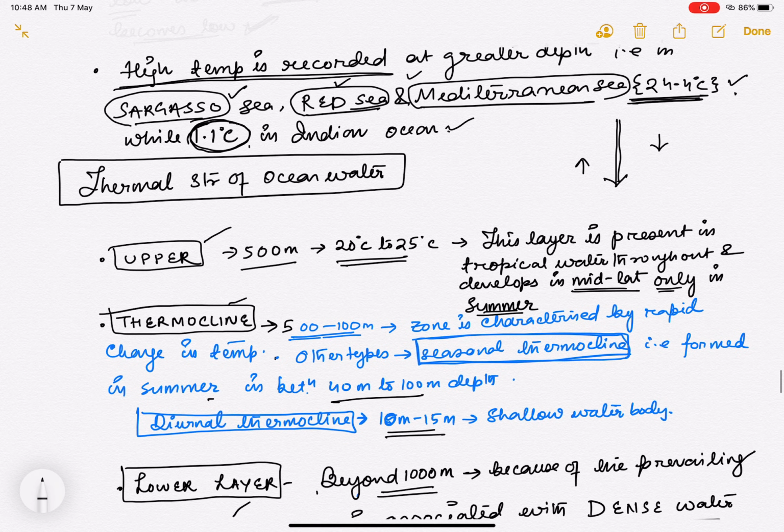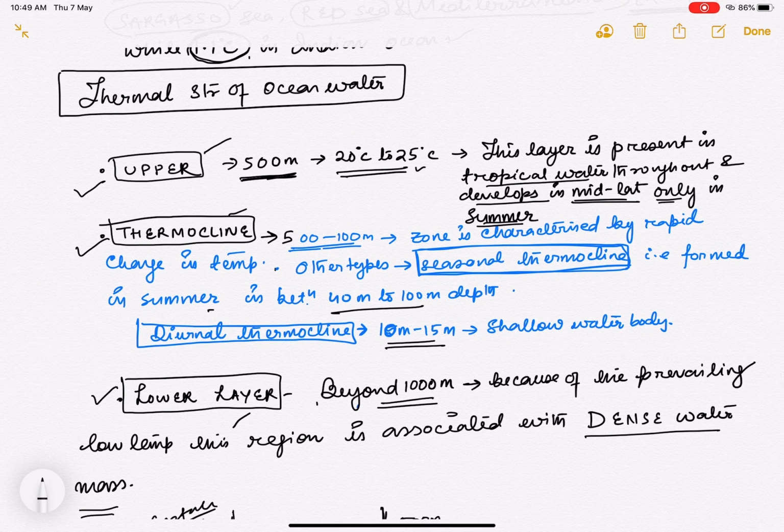Next, thermal structure of the ocean water. Thermal structure of the ocean water is nothing but dividing the ocean water into three parts: your upper layer, thermocline, and your lower layer. The upper part is located from the surface up till 500 meters. Temperature remains 20 to 25 degrees centigrade. This layer is present in the tropical water throughout and develops in the mid latitude in summers only.